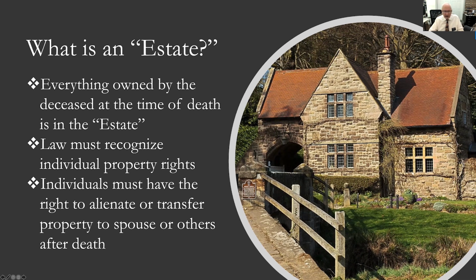The other part of that is that individuals must have the right to alienate or transfer property to spouses or others on death. Not every place in the world recognizes the right of people to transfer their property on death. So that's another reason why there may not be any probate.